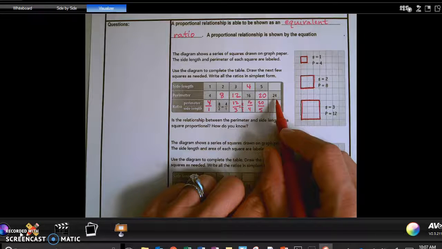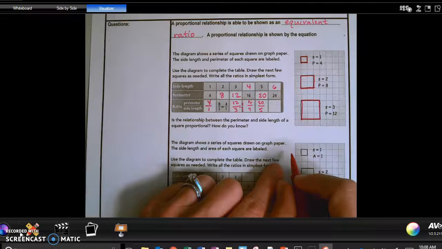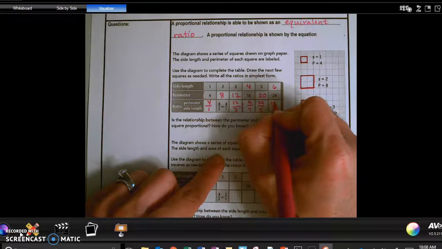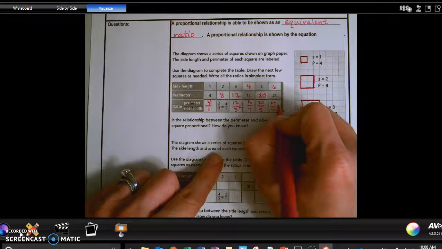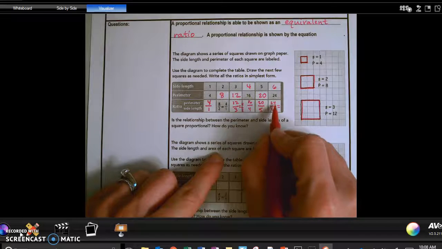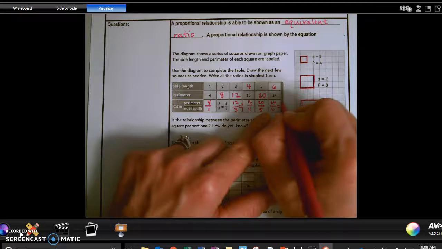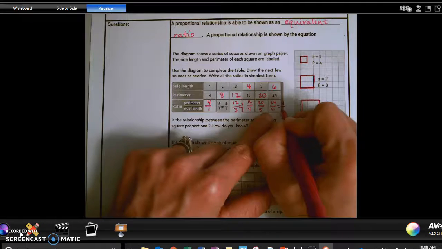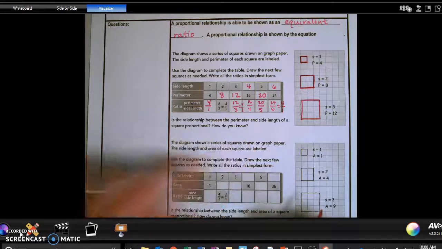My final perimeter is 24, so I'm looking for a square with a perimeter of 24. If I know there are 4 sides, 24 divided by 4 is 6, so my side length must be 6. As I write this as a ratio of perimeter to side length, I can put 24 to 6. If I reduce that to lowest terms, 24 and 6 both have a common factor of 6. 24 divided by 6 is 4. 6 divided by 6 is 1. So again, my ratio will reduce to 4 over 1.